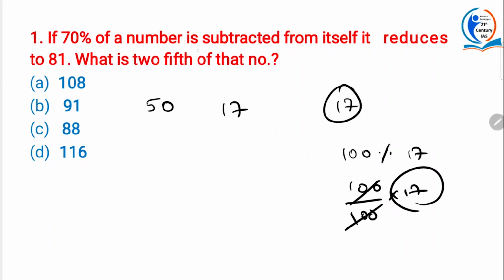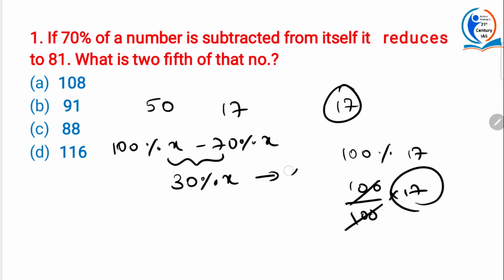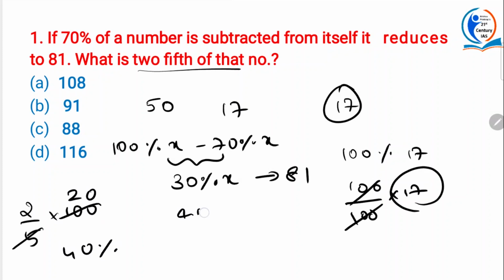If 70% of a number is subtracted from itself, it reduces to 81. Which means, if you are subtracting 70% from a number, how much is left? 100% of the number, you are subtracting 70% of it from itself. So, 30% is remaining. Now, 30% is equal to 81. What is 2/5 of that number? Now, what is 2/5 of that number in terms of percentages? It is 40%. 40% of x is what they are asking.